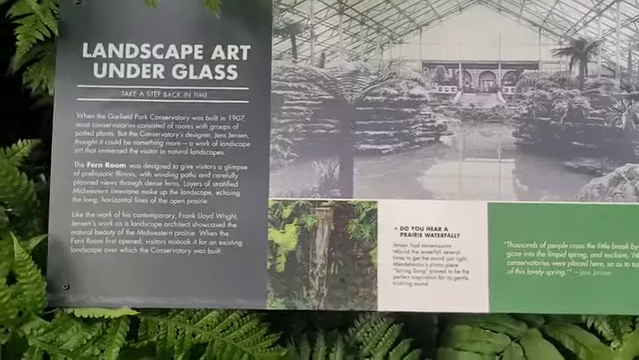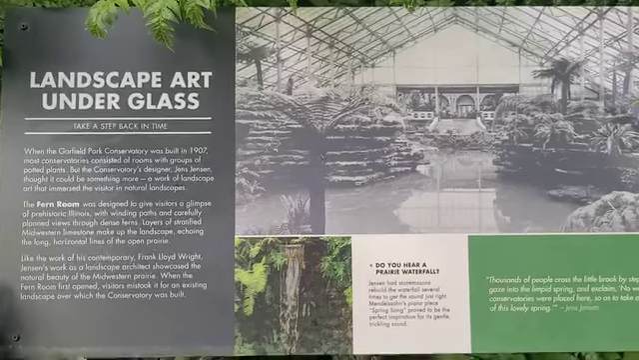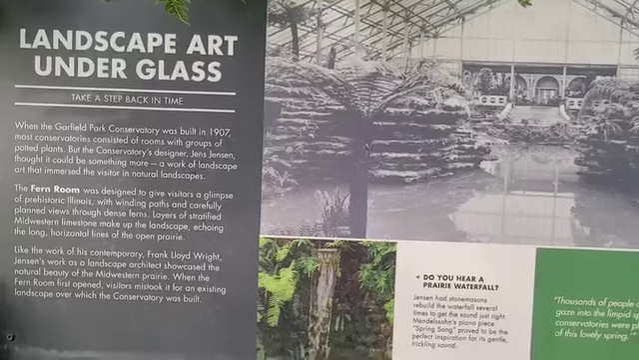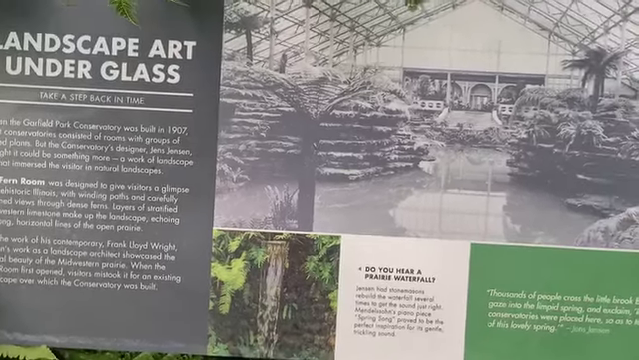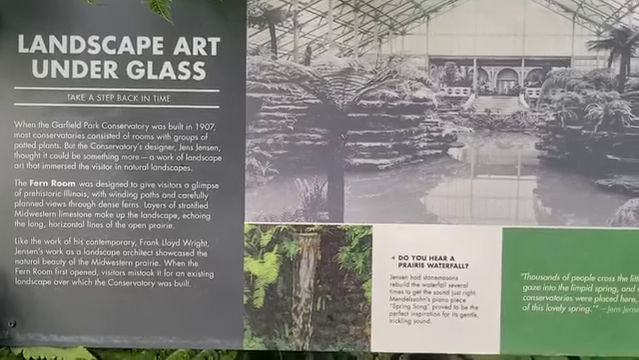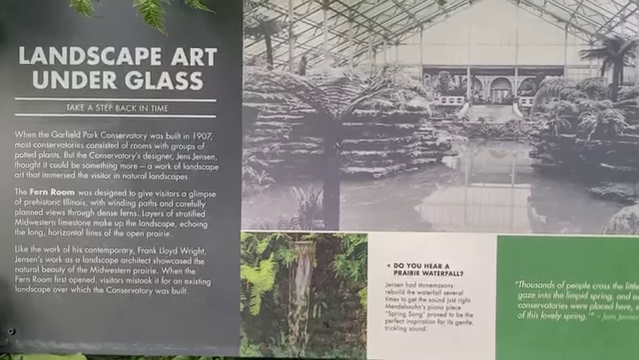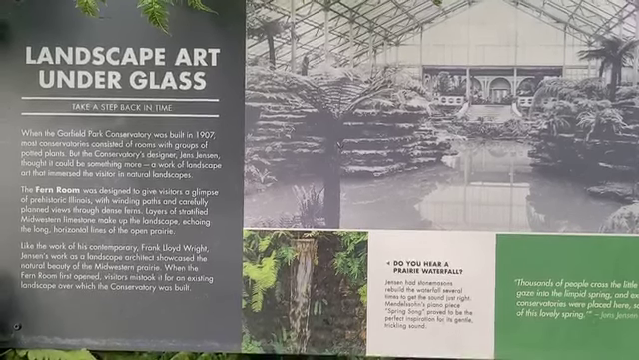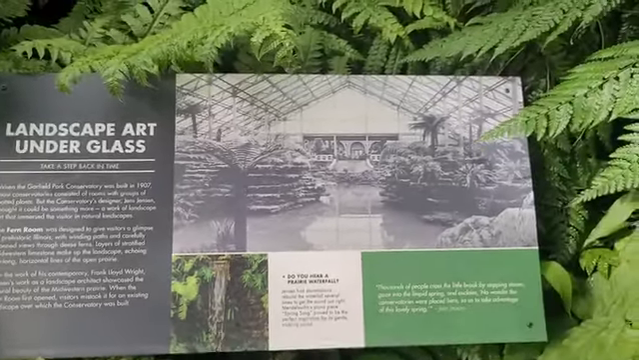The fern room was designed to give visitors a glimpse of prehistoric Illinois with winding paths and carefully planned views through dense ferns. Layers of stratified Midwestern limestone make up the landscape, echoing the long horizontal lines of the open prairie. Like the work of his contemporary Frank Lloyd Wright, Jensen's work as a landscape architect showcased the natural beauty of the Midwestern prairie. When the fern room first opened, visitors mistook it for an existing landscape over which the conservatory was built. It is all man-made.